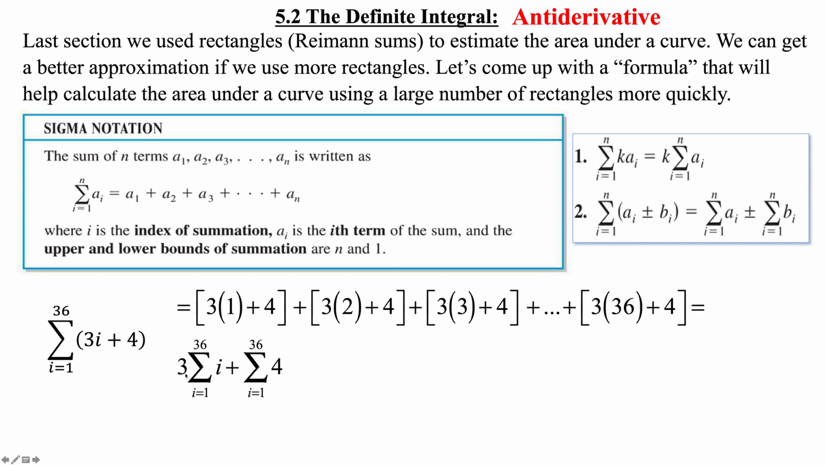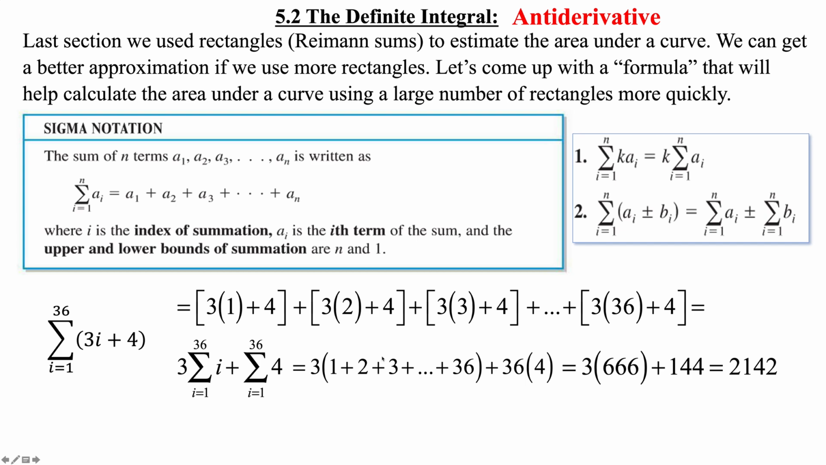All right, so by separating these into two summations, 3 times the summation of i, where i equals 1 to 36, and then the summation of i equals 1 to 36 of the 4, we could crunch the numbers a little bit quicker, because then we can go 3 times 1 plus 2 plus 3 plus 4 all the way up to 36. And then the last one, well, wait a minute, if you add 36 4s together, that's the definition of multiplying. We can say 36 times 4. Okay, so crunching the numbers, add that all up, I get 666 times 3, and 36 times 4 is 144. We get 2,142.